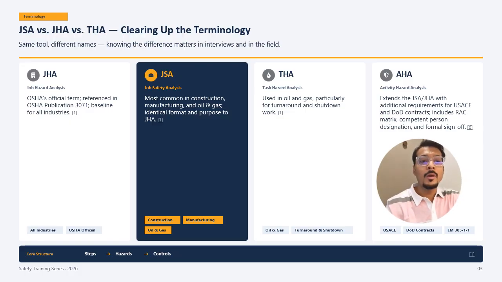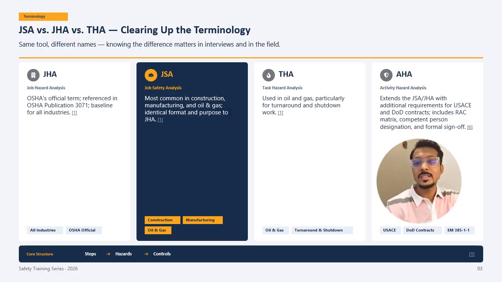So now we talk about different terminologies like JSA, JHA, THA, AHA. So what is that? JHA is job hazard analysis. Job hazard analysis is the official term and it is the OSHA standard, followed across all industries, and obviously OSHA officials follow the JHA. The second is job safety analysis, JSA. It is the most common in construction, manufacturing, oil and gas, and has the same format and purpose as the JHA. So construction, manufacturing, oil and gas obviously use the JSA.